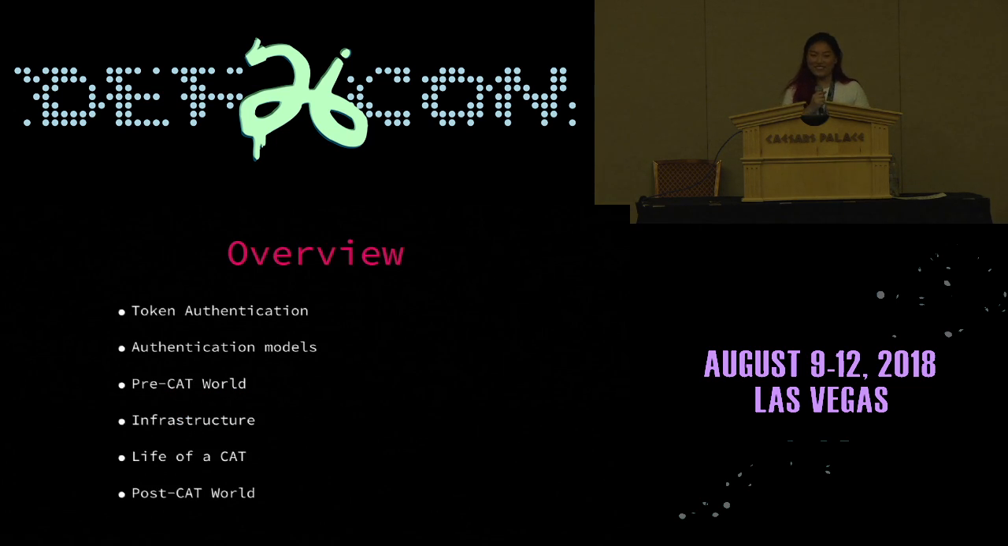So an overview of what I'll be talking about. I'm going to be talking briefly about token authentication, just the basics, and then our different authentication models that we have, a pre-CAT world and our infrastructure, the life cycle of a CAT in a small use case, and then a scaled up version, and the post-CAT world, the utopia we dream of.